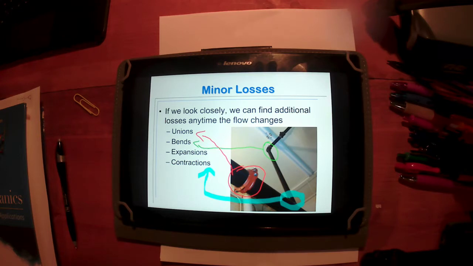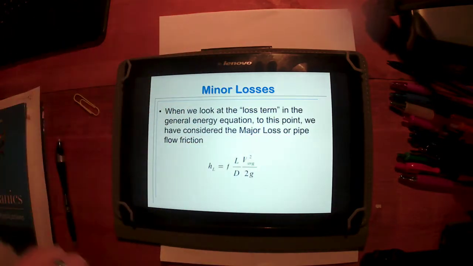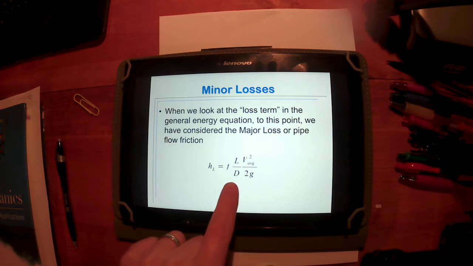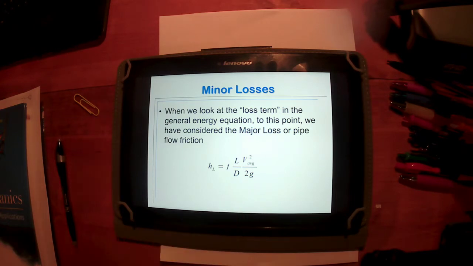Anytime the flow changes, there's going to be an additional energy loss that we're going to have to try to quantify. We call these minor losses. And this is normally in most piping systems, what we've seen to this point, this is what we call the major loss. Normally this is the larger component, but it doesn't have to be.